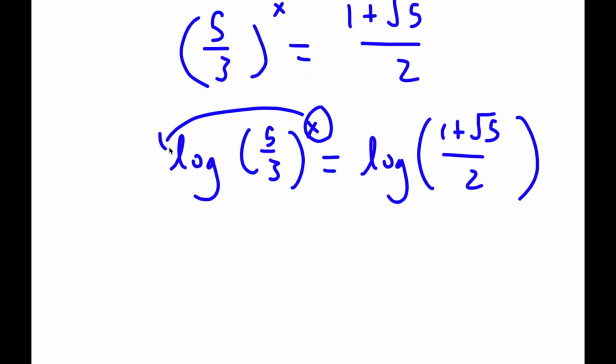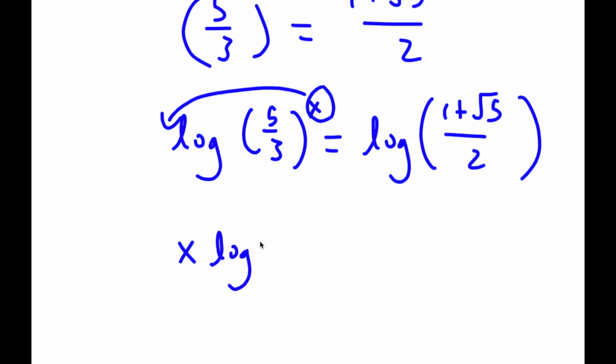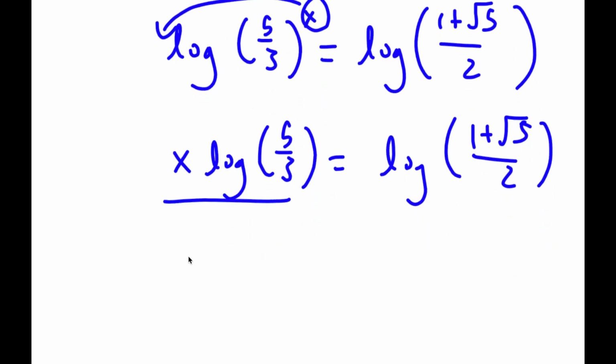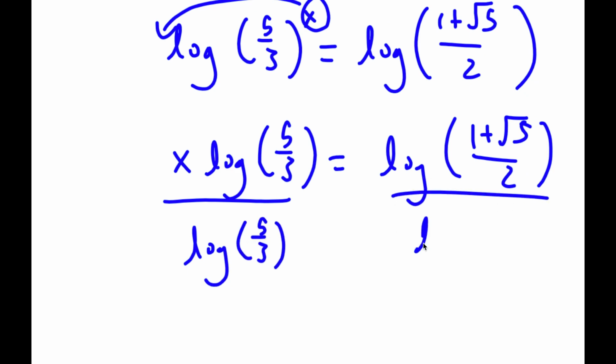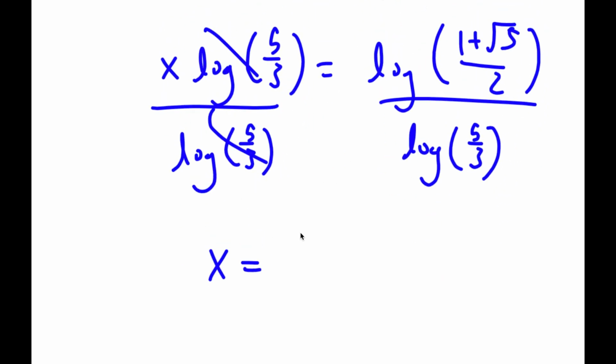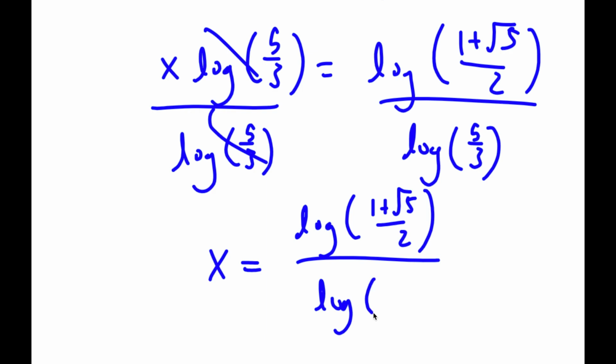Now I can move this exponent to the front, so now I have x times log 5/3 is equal to log of (1 plus the square root of 5) over 2. Now if I divide both sides by log 5/3, these two cancel out, and I'll be left with x is equal to log of (1 plus the square root of 5) over 2, over log 5/3.